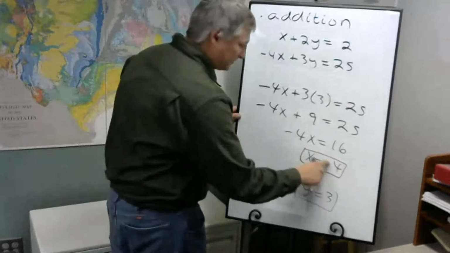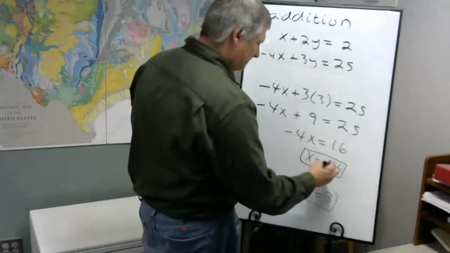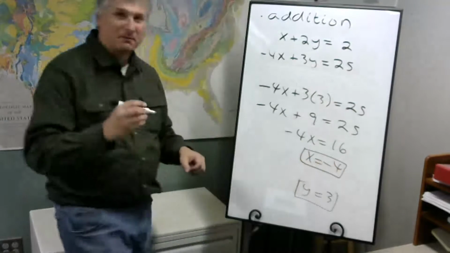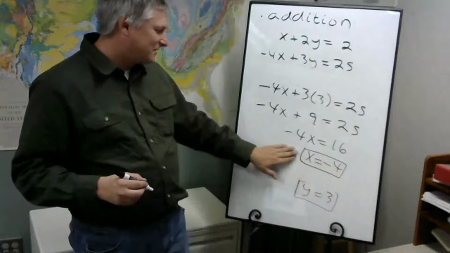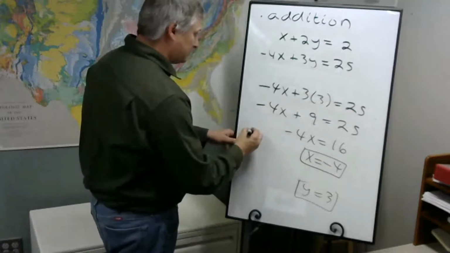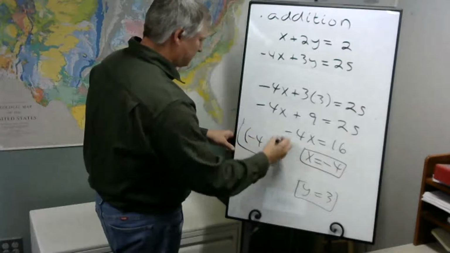Oh, I'm sorry, positive 4. So, no, negative 4. Right? Yeah, negative 4. There we go. So x is negative 4, y is 3. And so that means the solution is negative 4 and 3.